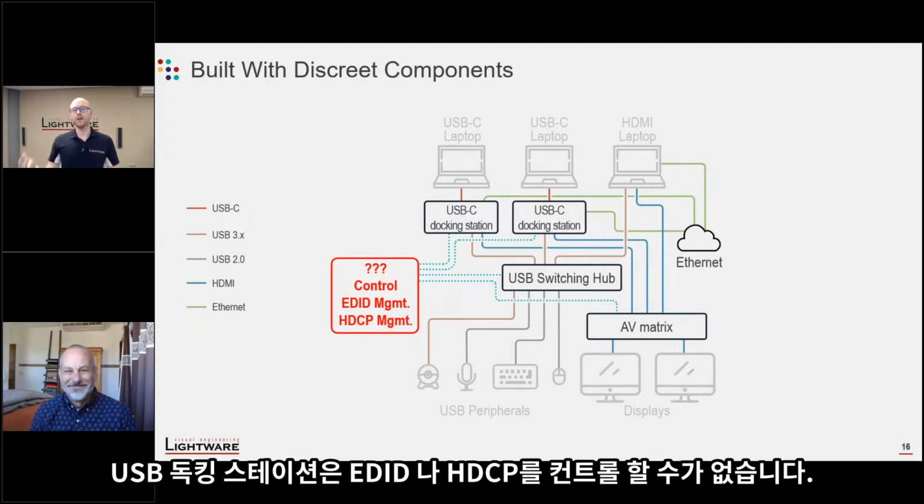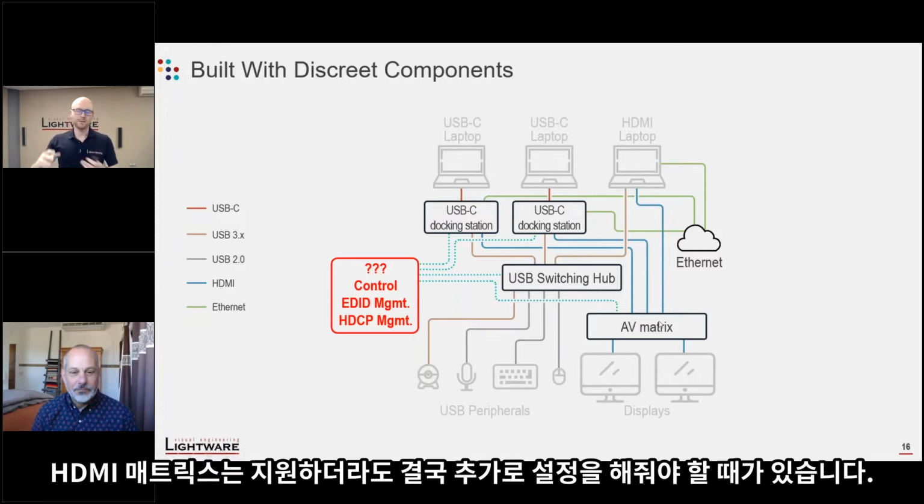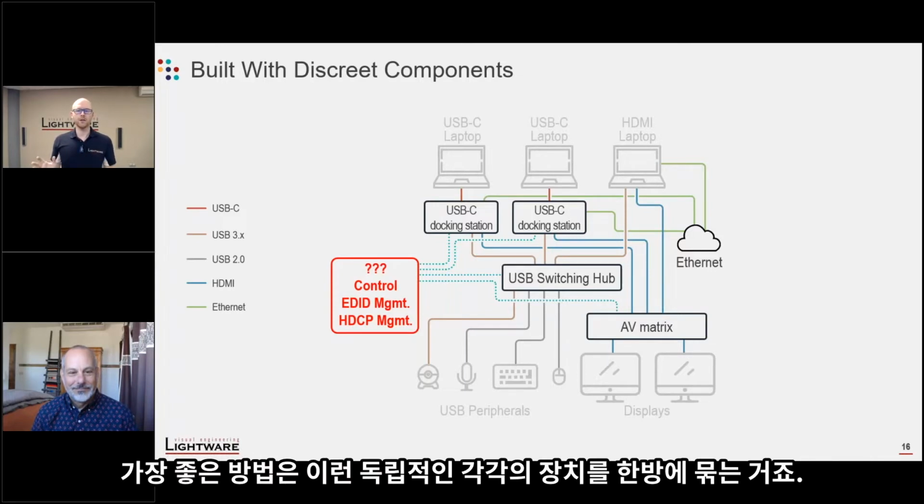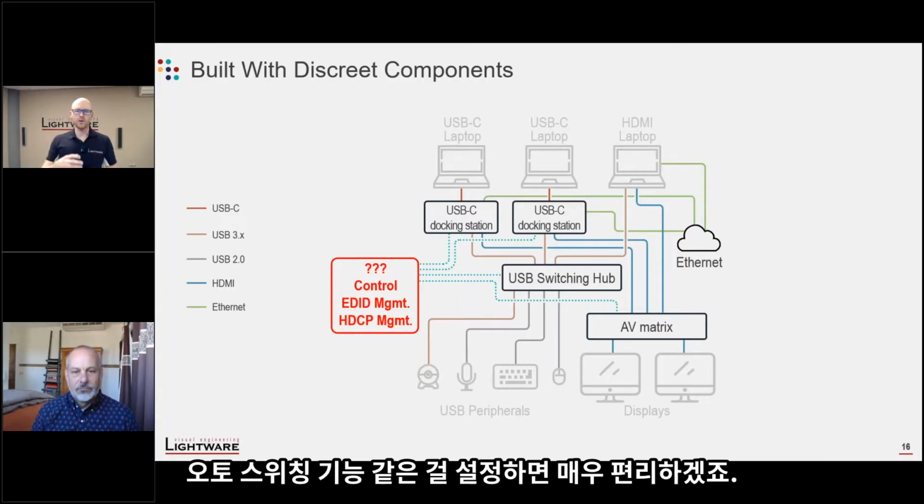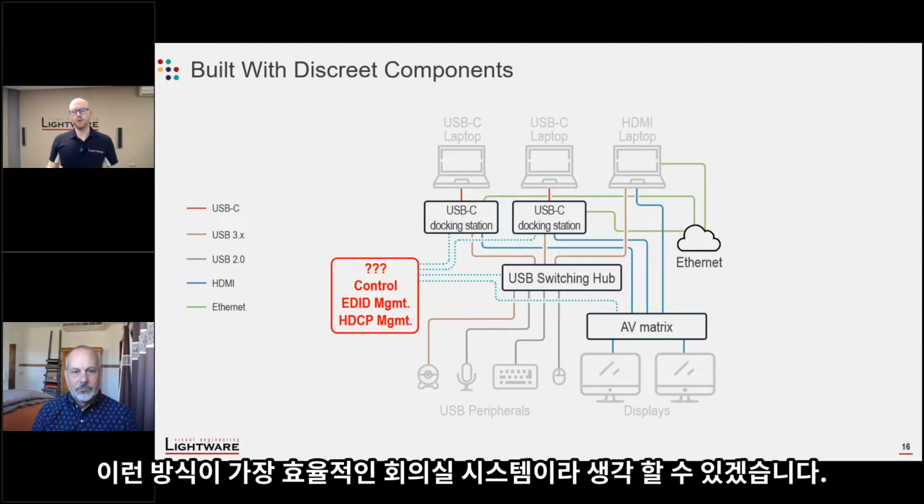USB docking stations, they don't have EDID management and HDCP management. The AV matrix might have it, so it's not very convenient. The best way is to incorporate all of these features in a single box, and by doing this integration, you have control over everything, and you might have auto switching functionality as well. So that's the most convenient way nowadays.